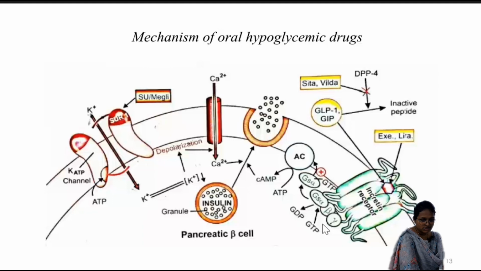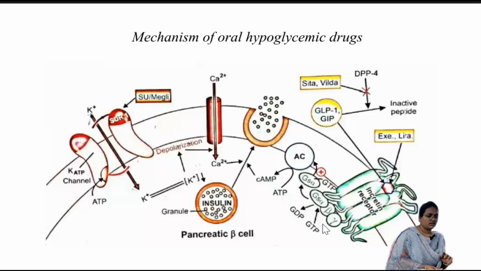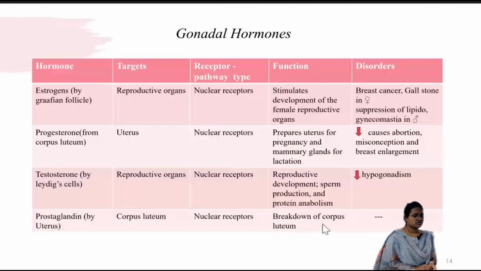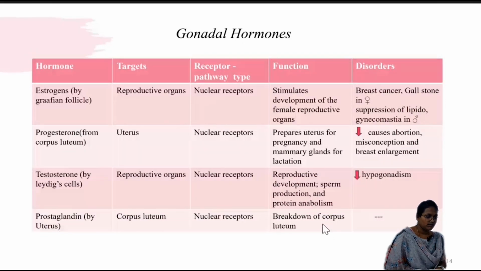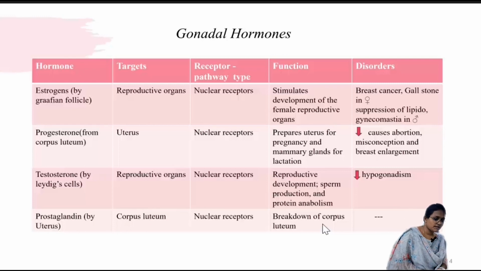Coming to the next topic, gonadal hormones. These hormones are secreted by the parts mentioned in the brackets. Estrogen is released by Graafian follicle. Similarly, progesterone is released by corpus luteum, and testosterone is released by Leydig cells. Prostaglandin is released by uterus, and their targets are mentioned, their functions too, and their disorders.